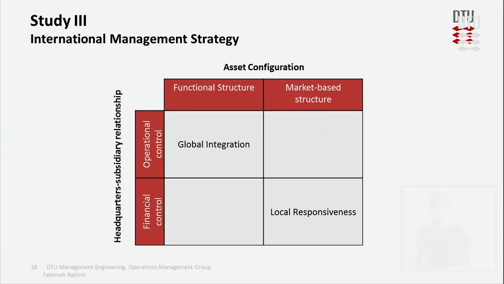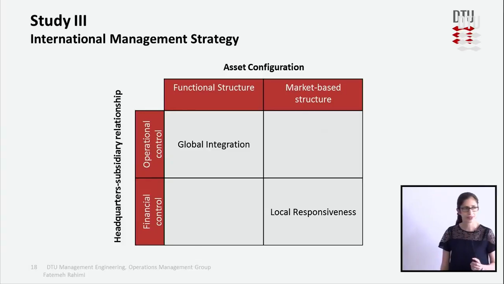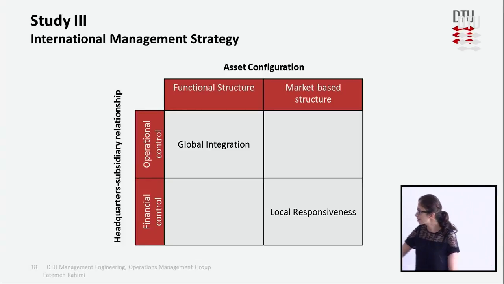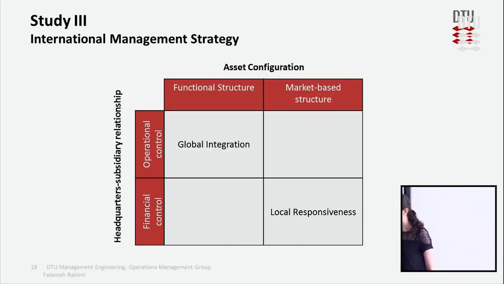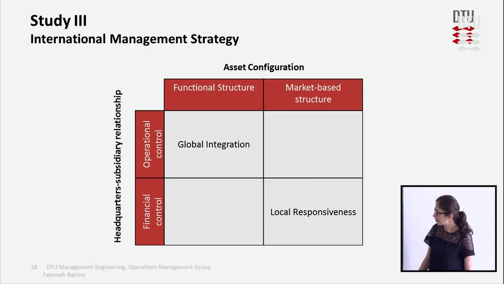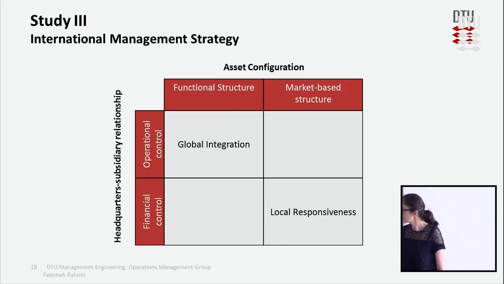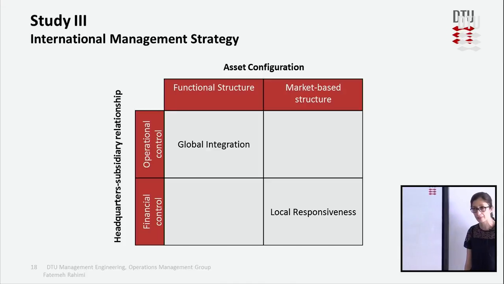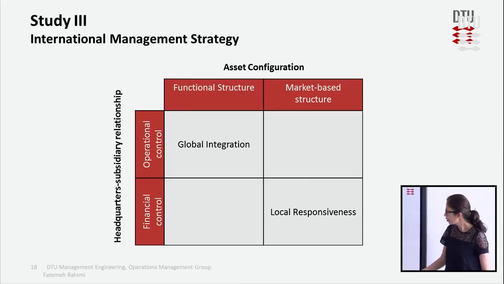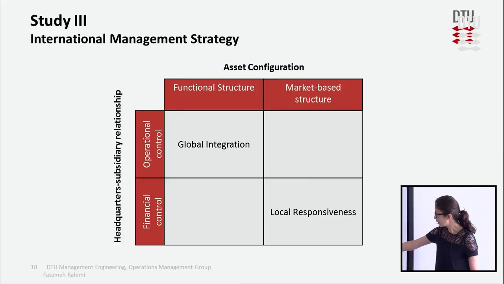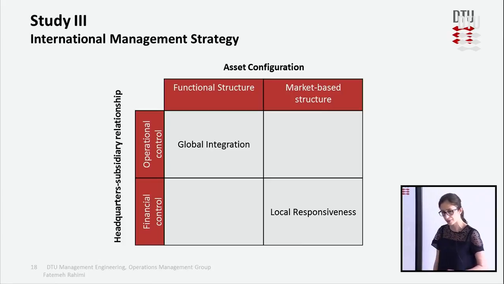Multinational corporations are usually grouped in two categories based on their international management strategy: those corporations that look for local responsiveness and those that try to achieve global integration. International management strategy itself is reflected in two structural dimensions: asset configuration and headquarter-subsidiary relationship. A global integration strategy is characterized by a functional structure and headquarters operational control. But a local responsiveness strategy is characterized by a market-based structure and headquarters financial control over the subsidiaries.